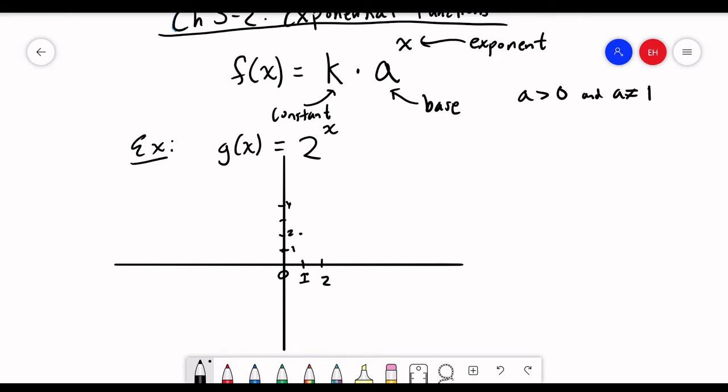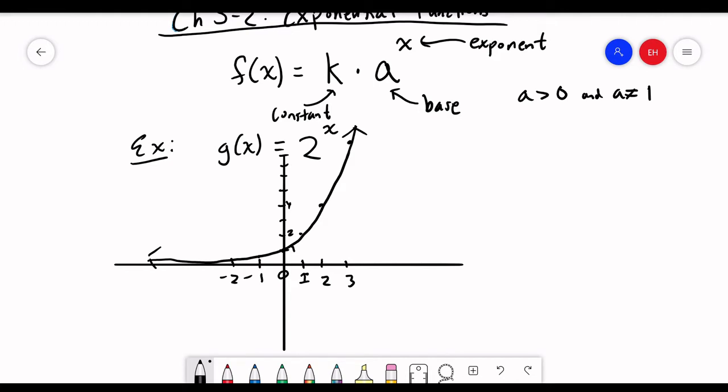Alright, so the way I like to graph these, just pick a few simple points. So if I plug in 0, 2 to the 0 power is 1, and then if I plug in 1 for x, I get 2 out, and if I plug 2 in, I get 2 to the 2 power, which is 2 squared, which is 4, and then 2 to the 3rd power, when I plug in x is 3, is 8.